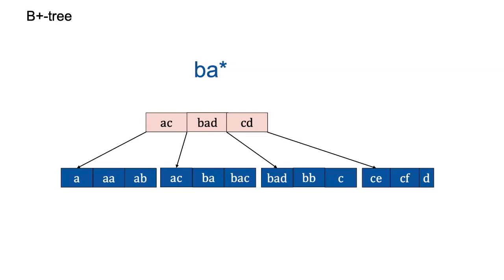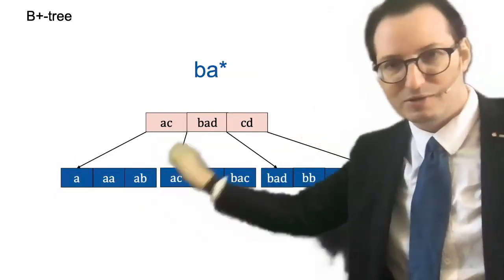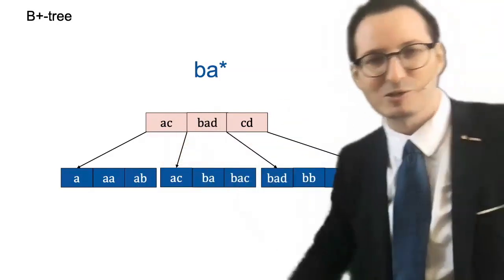So AC, BAD is the leftmost in the third one, CD, not quite actually, I could have put CE instead. But it's correct because the property of the B+ tree holds: everything on the left is smaller and everything on the right is larger. Okay, so BA star is my query. Remember that all of these blue cells at the bottom are ordered alphabetically, right? This is the property of the B+ tree, and this gives us the limits between the tree nodes, which are also alphabetically sorted.